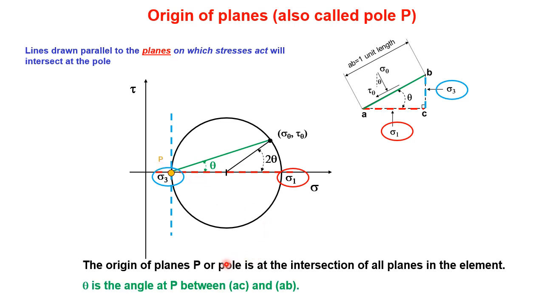So the origin of planes, or pole, is the intersection of all planes in the element. So any plane that I can consider must originate at this point. So if I want the stresses on a plane like that, I draw a line like that, and that will be the stresses on those planes, always drawing from the pole.